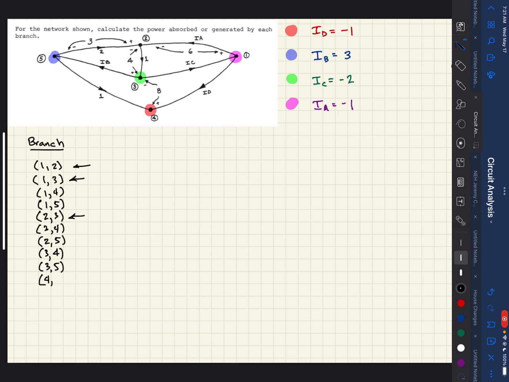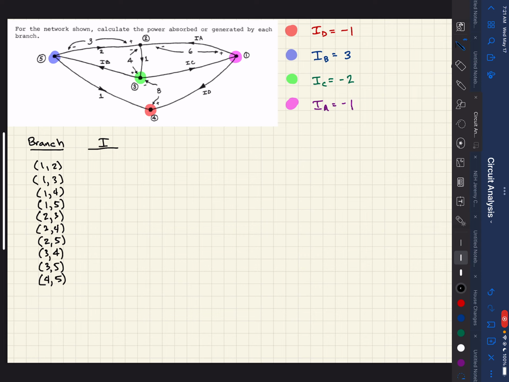So now we want to see about 4. We've done 4, 1. We've done 4, 2. We've done 4, 3. Doesn't make sense to do 4 in itself, so we're left with 4 and 5. So that should be all of the nodes that we need to analyze. So next, we want to determine what the current relationship between each of these nodes is.